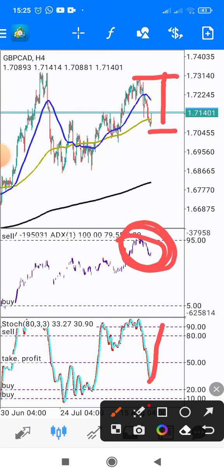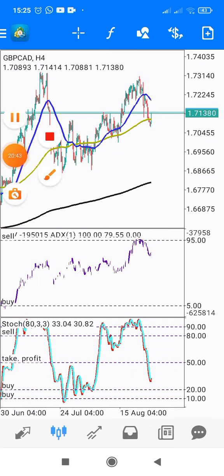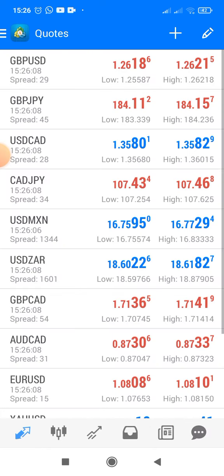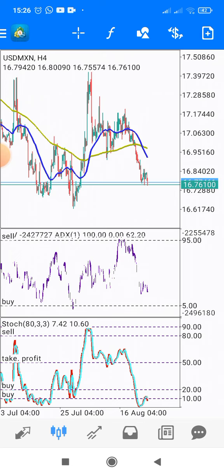So for you to get the perfect entry where you cannot be pushed, the market cannot go against you, we have to wait for our stochastic to come back to level 90, then it changes the direction and comes to 80. Then there we are safe to enter that market. Let us check on another.